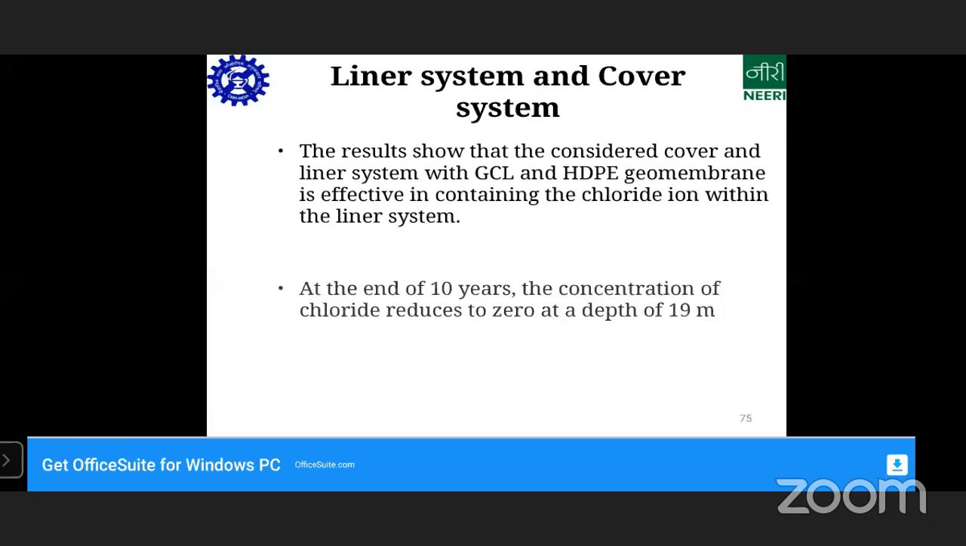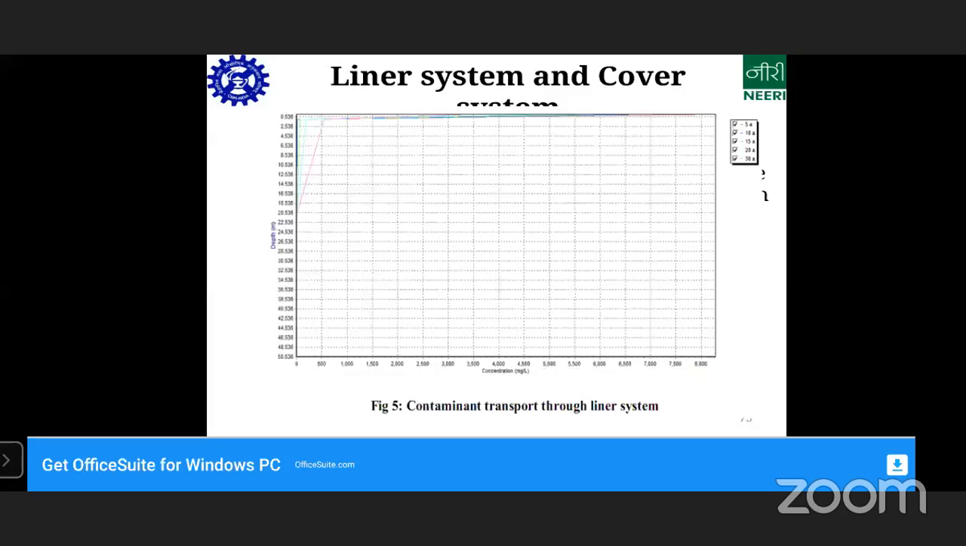I don't know whether this figure is properly visible to you, but I'll explain. The pink line shows the effect after 30 years. After 30 years, it has gone to a depth of around 20 meters. So the maximum distance that the contaminants can travel through the liner system in 30 years is around 20 meters. This has to be correlated with your groundwater depth.